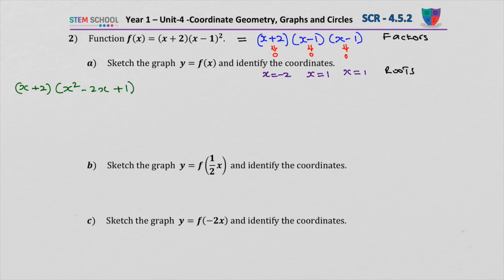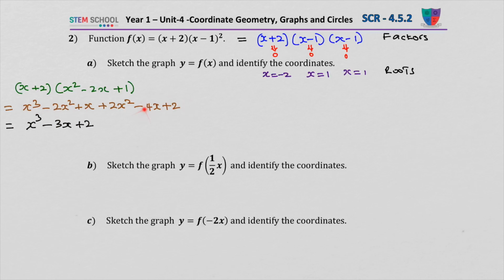If I expand (x − 1)(x − 1), I get x² − 2x + 1. Now I need to multiply this factor by these quadratic factors. I get x³ − 2x² + x + 2x² − 4x + 2. So that's multiplying x by x², x by −2x to get −2x², x by 1 to get x. 2 times x² will give me 2x². 2 times −2x will give me −4x. 2 times 1 is 2.